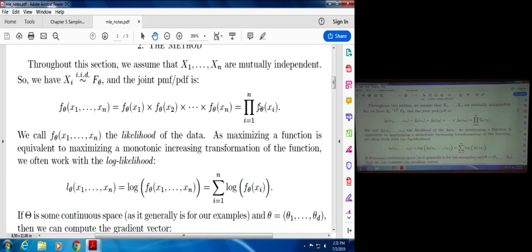If you didn't know this, don't worry, I'm just going to tell you as a fact. If I want to maximize this function as a function of theta, I can take any monotonic transformation of it. A monotonic function is one which is non-increasing or non-decreasing. Here we want a monotonic increasing transformation. If we take a monotonic increasing transformation of this and maximize that, it's exactly the same as maximizing the original. I'm just talking about this sentence here.